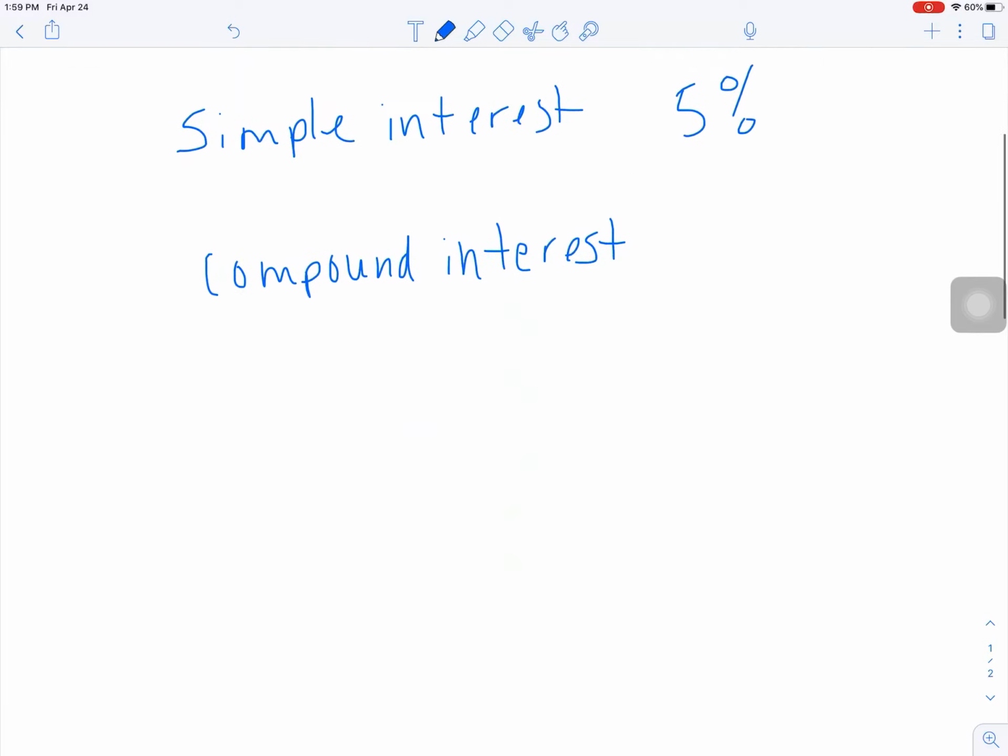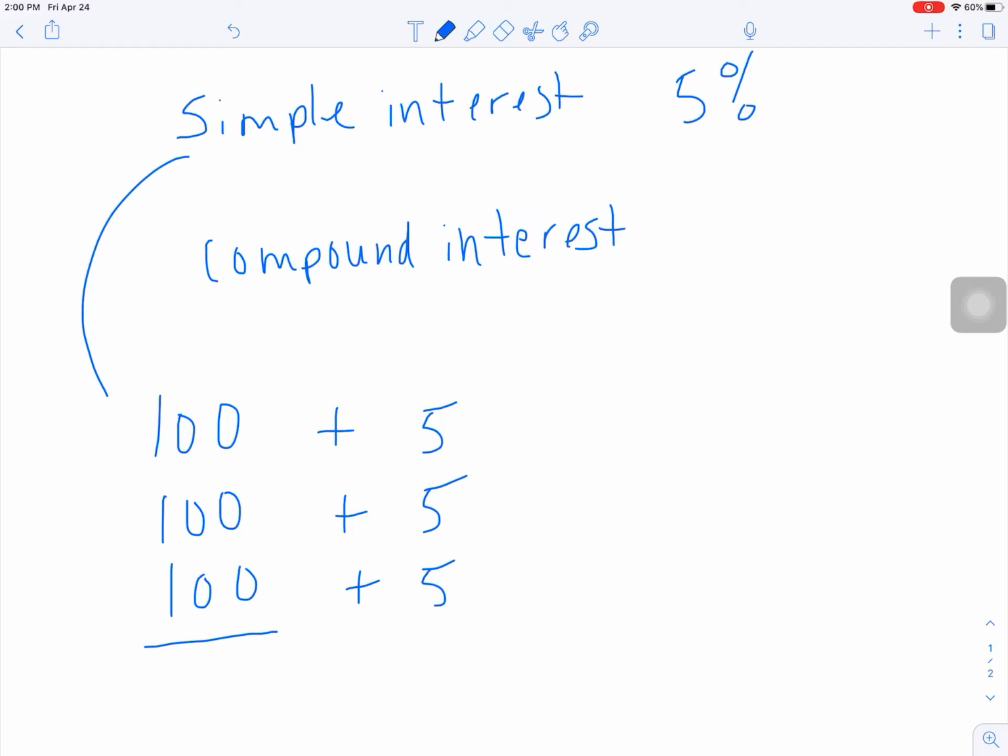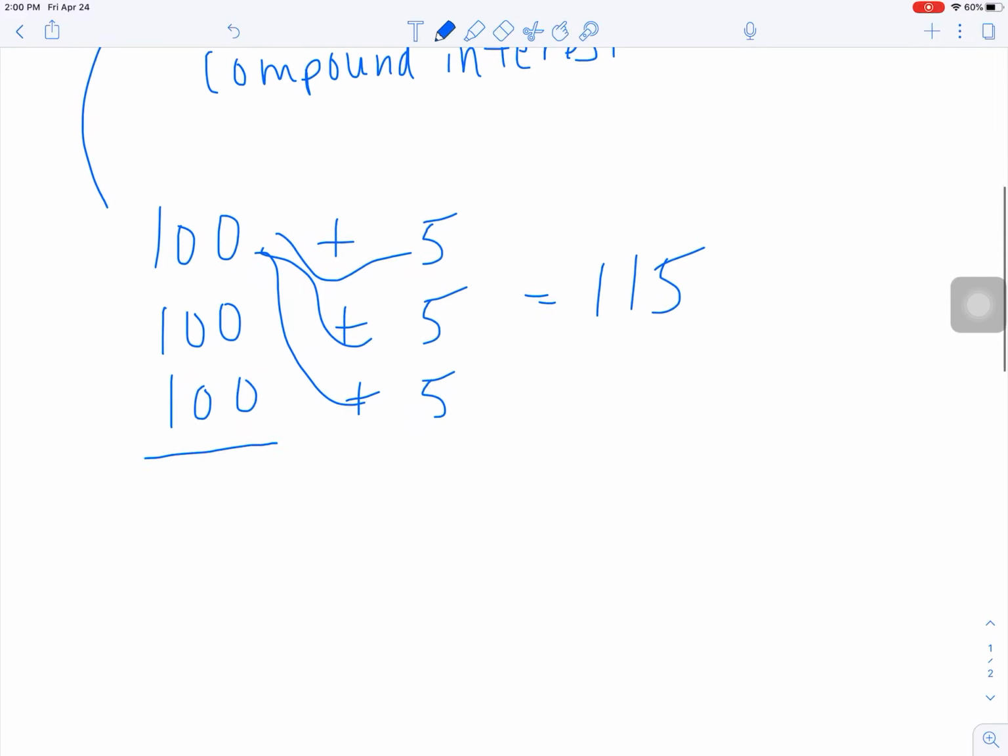Okay, so we're going to go down here with simple interest. You have $100. After the first year, they give you 5% of that in interest, which would be plus $5, right? And the next year, on that same thing, you'd get $5. The next year, you get $5. So when you add up everything that you have, you're adding these 3 5s to it. So after 3 years, you're going to have $115.